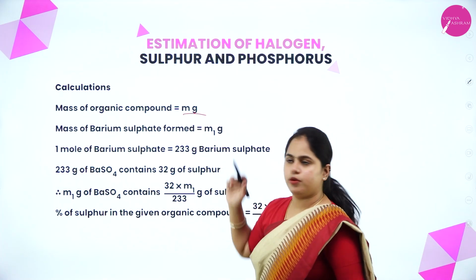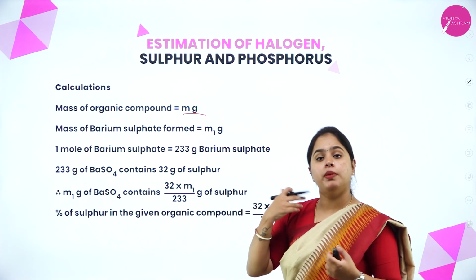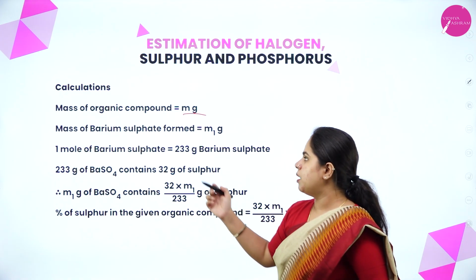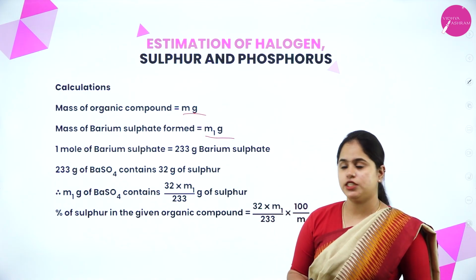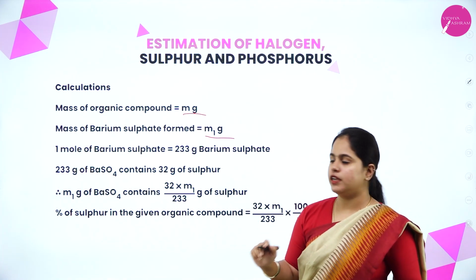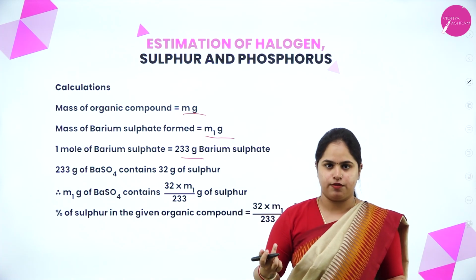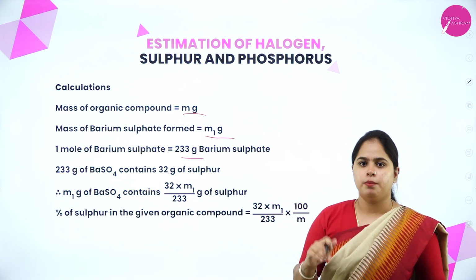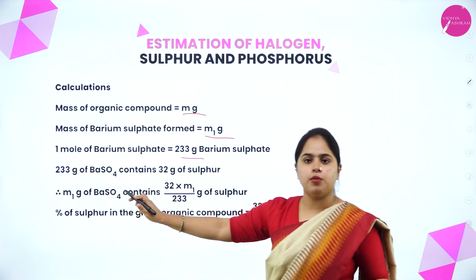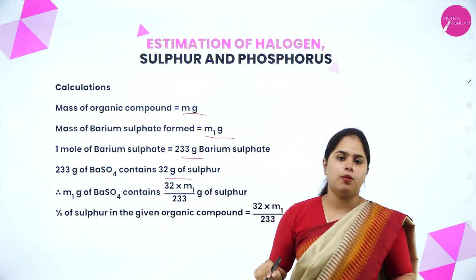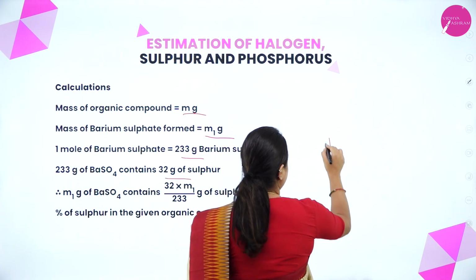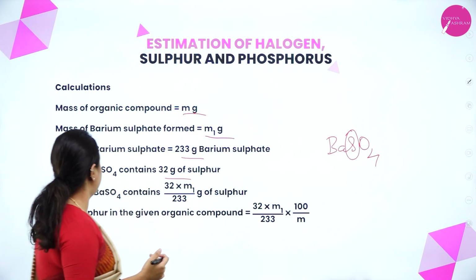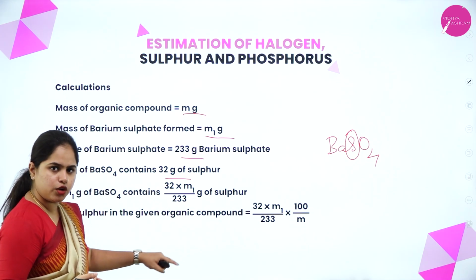The mass of organic compound is taken as M again, and the mass of barium sulfate formed is considered as M1 gram. From barium sulfate we will be calculating the percentage of sulfur, right? And 1 mole of barium sulfate, that is the molar mass of barium sulfate, is 233 gram. And 233 gram of barium sulfate contains 32 gram of sulfur. So in barium sulfate, how much sulfur is present? It is 32 gram, right? So 233 gram of barium sulfate contains 32 gram of sulfur.